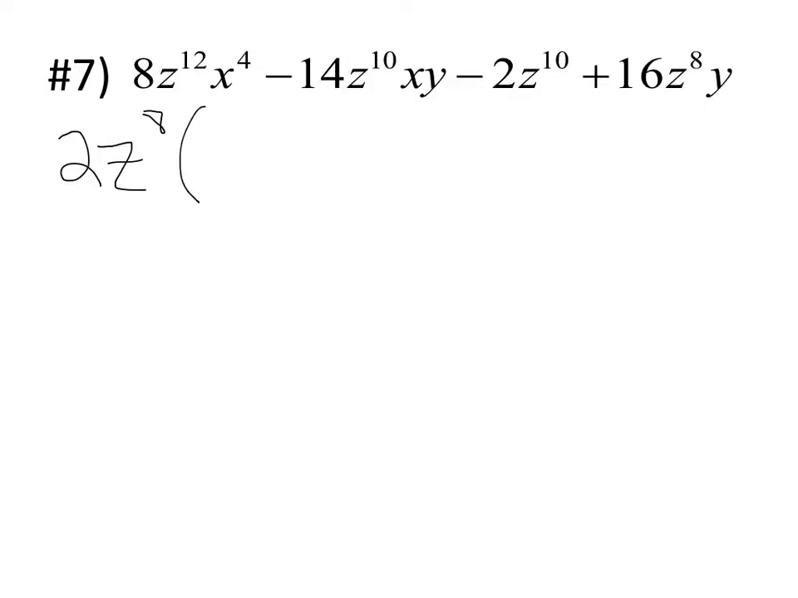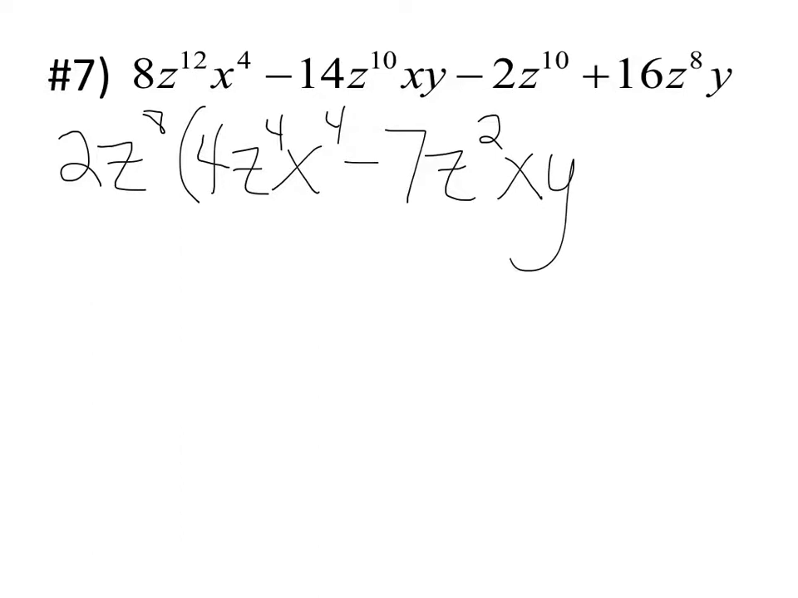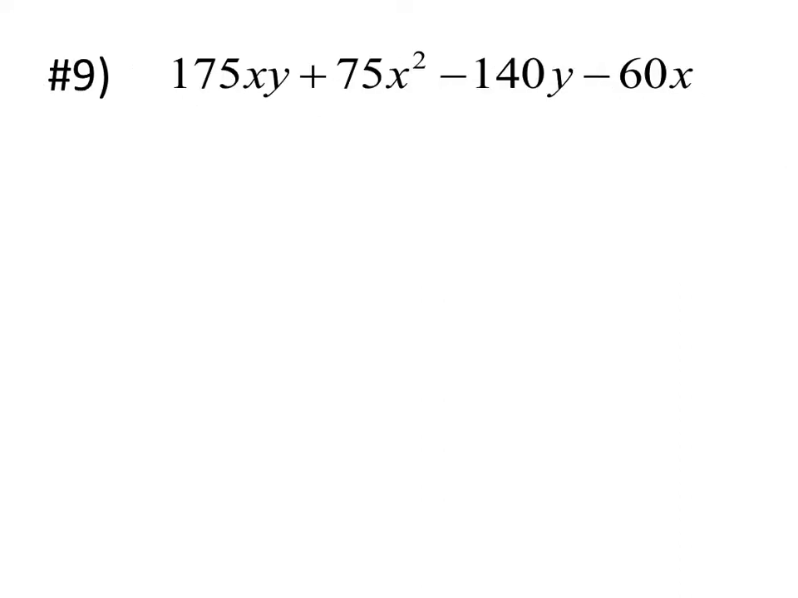So let's see. 8 divided by 2 is 4. I had 12 z's, I took 8 of them, so I've got z to the fourth left, and I've got x to the fourth left. Minus 7, because 14 divided by 2 is 7. And I have 2 z's remaining here, and an x and a y. And then minus z squared, because negative 2 divided by 2 is negative 1. I had 10, I took 2 z's. And then plus 8, 16 divided by 2 is 8. I took all of the z's, and then you just leave a y. Okay.